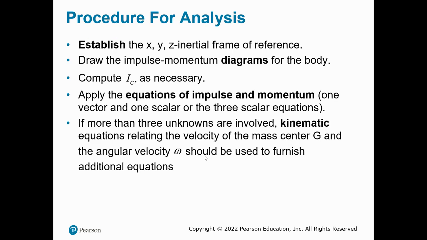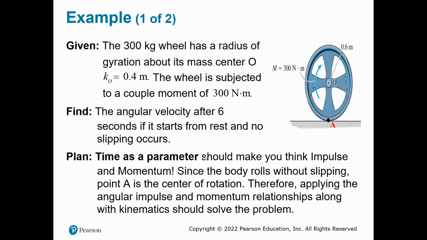So the general steps: establish the XYZ inertial frame of reference, draw the impulse momentum diagram of the body, calculate I_G if needed, and apply the equations of impulse and momentum, one vector and one scalar of the three scalar equations. If more than three unknowns are involved, we're going to need additional equations. For example, a kinematic equation relating the velocity of the mass center G and the angular velocity omega should be used to furnish additional equations. Let's take a look at some examples together.